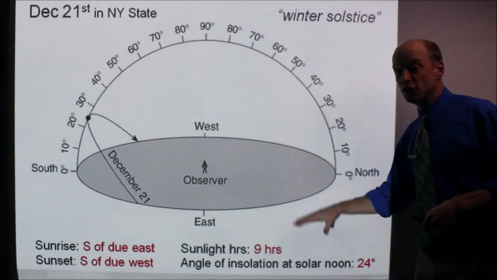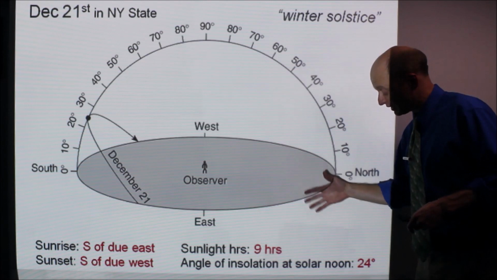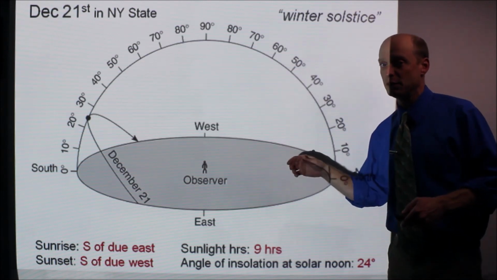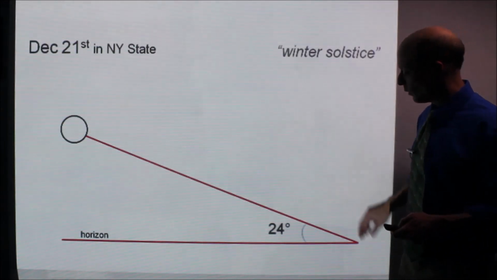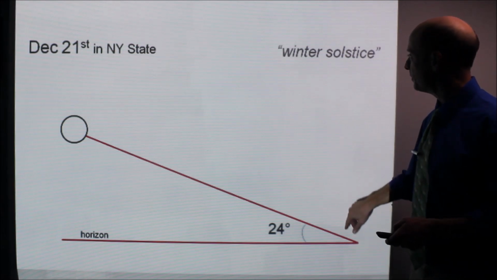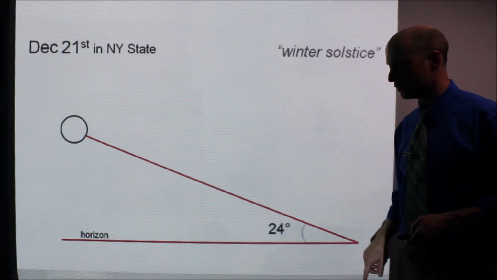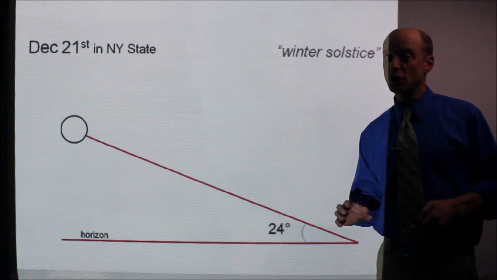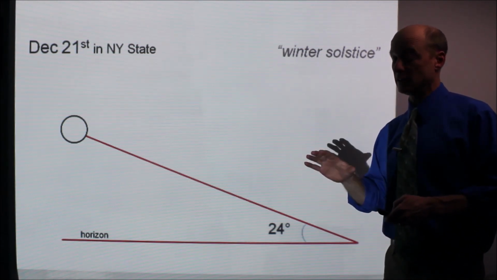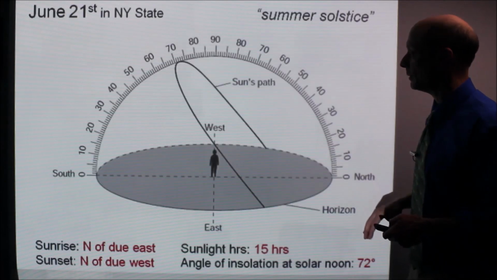There's a lot here. You need to really know this and commit it to memory. You may need to watch this video a few times. And I want to point out the angle of insolation at solar noon on this day, 24 degrees above the horizon. You should know that as well. Sometimes you have to draw that in, okay? So that can be tricky if you don't know it.